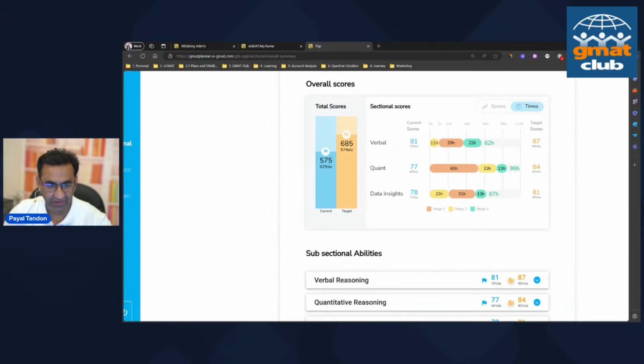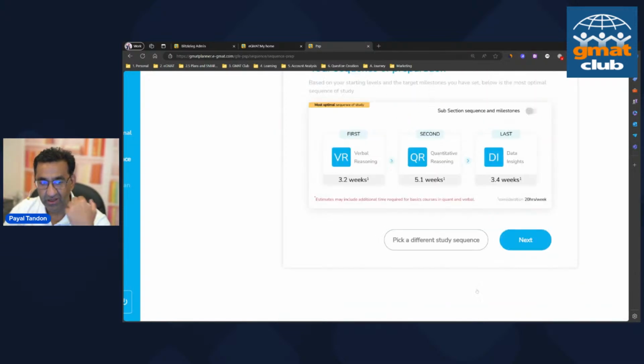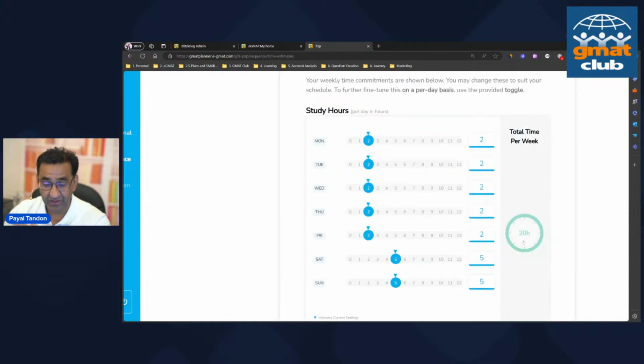You can also really see here, because your starting abilities in verbal and DI are higher, you start with stage 2 of learning, where we diagnose your weakness and then work only on those specific areas that you're weak in. Whereas in quant, where your starting ability is not as high, you start with stage 1. You make sure you build the fundamentals before you go on to cementing those fundamentals here. Now, at this point, it tells you the sequence of learning, and you could pick a different study sequence, but starting with verbal, then moving to quant, I think is excellent.